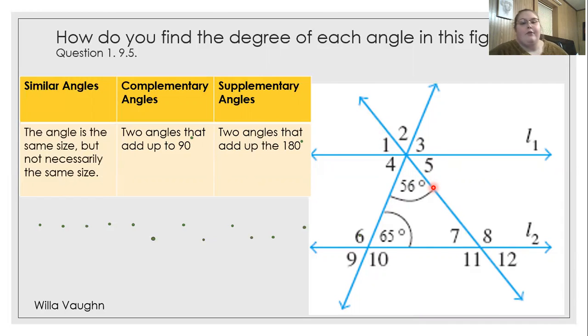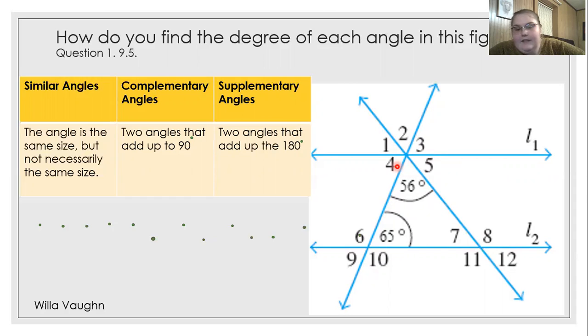So now we go to angle 3. Angle 3 is going to be corresponding with the 65 degree angle, so that makes angle 3 also 65 degrees. And we move on to angle 4. Angle 4 is going to be opposite, a vertical angle, of the 65 degree angle also. So that's going to make angle 4 also 65 degrees.